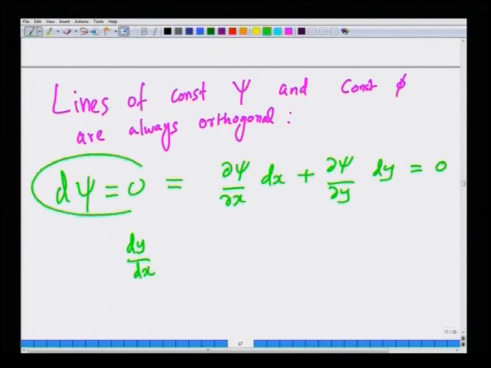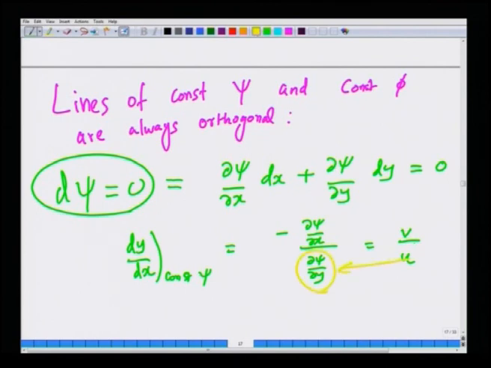So, d psi is 0 means you are along a streamline, because psi is constant means you are along a streamline. So, this is the slope of a streamline at constant psi, which is nothing but dy by dx is minus partial psi partial x by partial psi partial y. This is nothing but v by u, because u is partial psi partial y, and v is minus partial psi partial x.